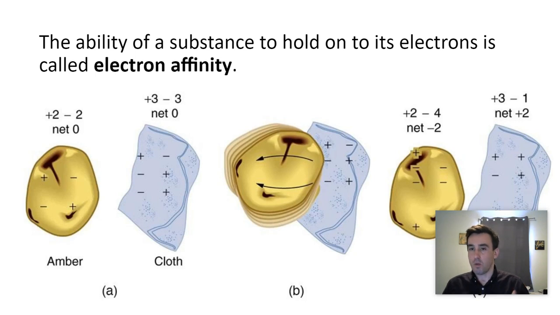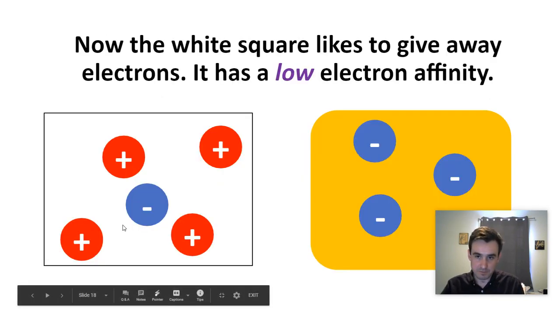Similarly, when we're talking about electron affinity, it's the affinity that a material has to electrons. So if amber has a strong electron affinity, that means it really loves electrons and it really wants to hold on to them. And if cloth has a low electron affinity, it means it has a weak connection to electrons. It doesn't hold on to them very strongly.